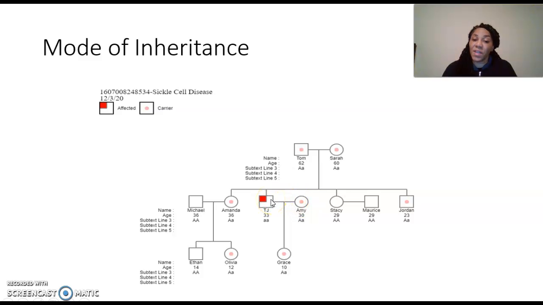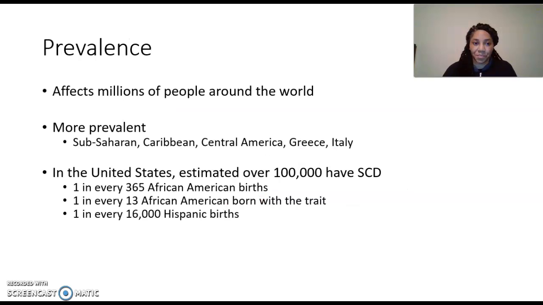Now, TJ married Amy. TJ is affected. He has the disease. And then his wife is a carrier. So there is a 50% probability that they can have a child with sickle cell or with the trait. And in this case, he got the abnormal gene from his dad and then the normal from his mom. So he is a carrier. Stacy married Maurice, so when they have children, there's a 100% probability that their children will be normal. So that gives you an example of what a real world situation could look like.